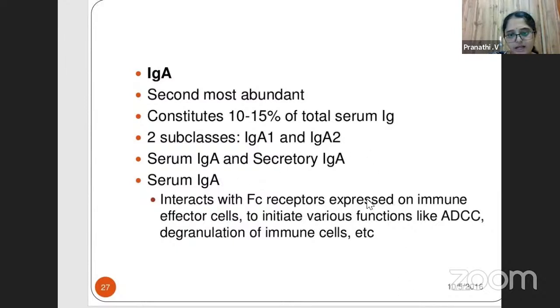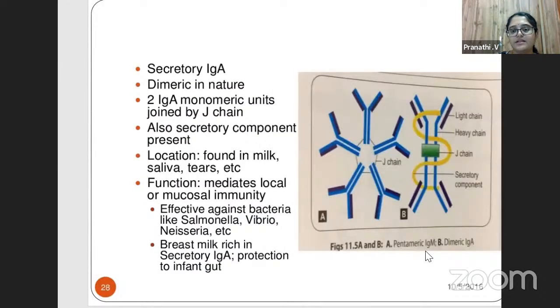So this influences the immune effector cells, so that you'll have different kinds of functions. This is antibody-dependent cell cytotoxicity and degranulation of the immune cells. So what happens is basically you will have the cytotoxic effect.